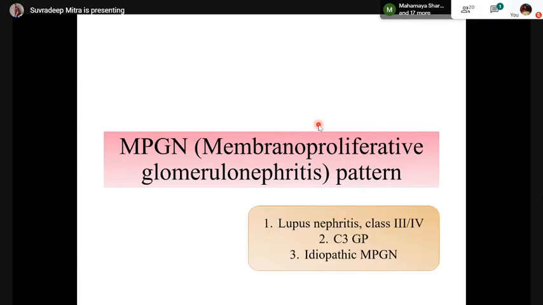So what are the major differentials of MPGN pattern? Again, first clue is lupus nephritis, young female.